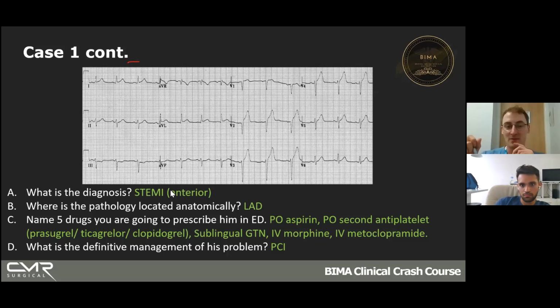You do PCI when they've got less than 99% stenosis. So when they've got a bit of flow, you can force the balloon through. I think the cutoff is 75 to 99% stenosis, but I don't think that's likely to come up in your exams, don't worry. Just be aware you can do PCI or CABG, but PCI is used in most people. So that's case number one. Case number two.